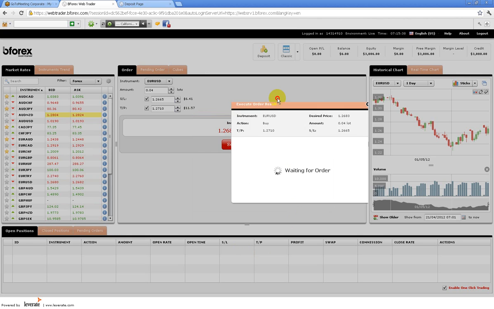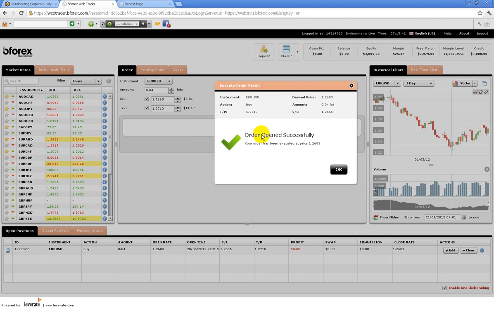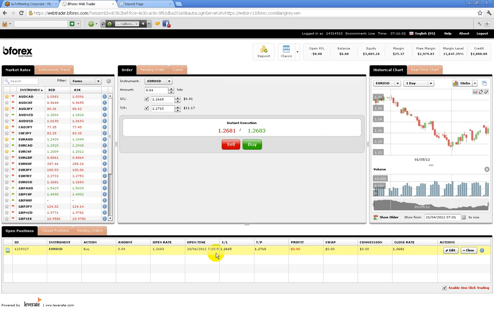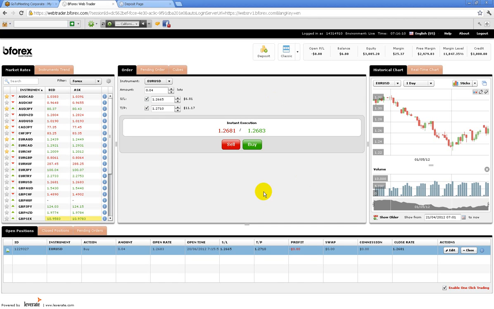Alright, so I put in a higher take profit and I click on buy, and you have the instrument, the desired price, the action which is buy, the amount which is 0.04 lots, so basically $1,000, my take profit and my stop loss, and order opened successfully. Your order has been executed at price 1.2683. I click on OK, and I can see my position right here at the bottom of the platform.